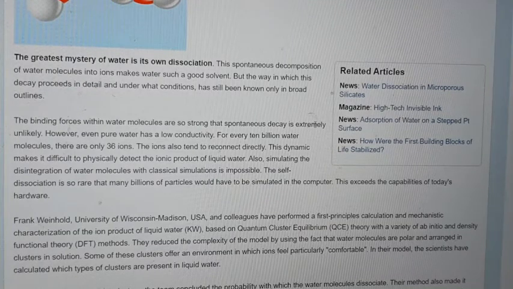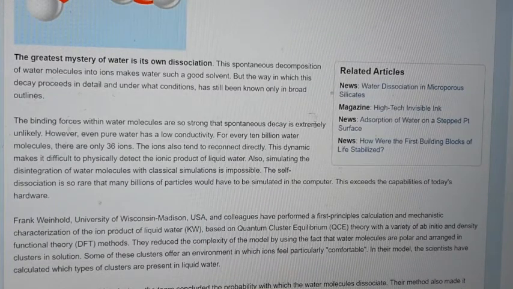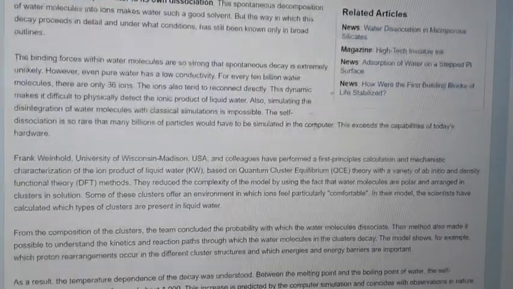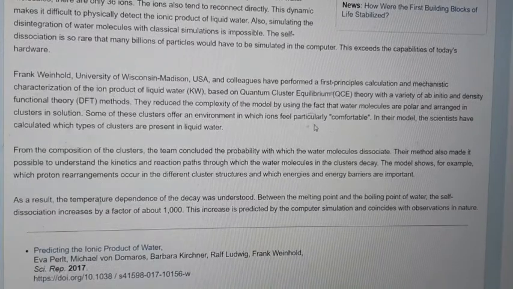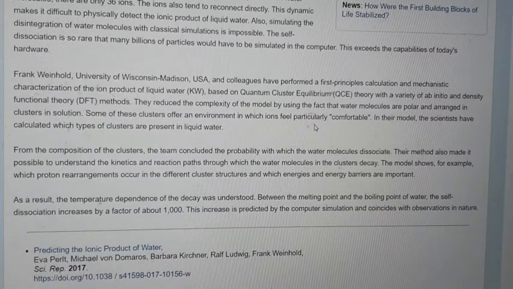Also, simulating the disintegration of water molecules with classical simulation is impossible. What that means is that you need to use quantum mechanics. The self-dissociation is so rare that many billions of particles would have to be simulated in a computer. This exceeds the capabilities of today's hardware. Frank Weinhold, University of Wisconsin-Madison, USA, and colleagues have performed a first-principles calculation and mechanistic characterization of the ion product of liquid water Kw based on quantum cluster equilibrium QCE theory with a variety of ab initio and density functional theory DFT methods.